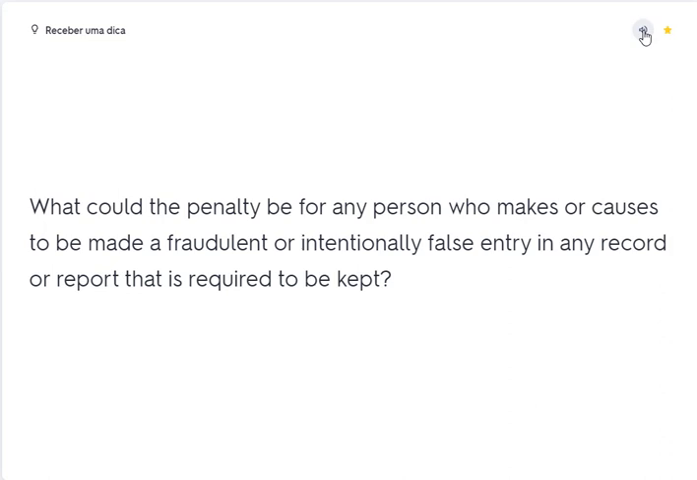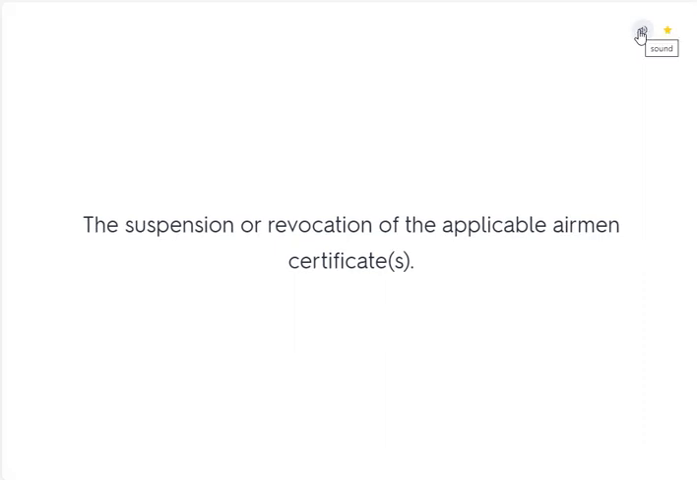What could the penalty be for any person who makes or causes to be made a fraudulent or intentionally false entry in any record or report that is required to be kept? The suspension or revocation of the applicable airman certificate.